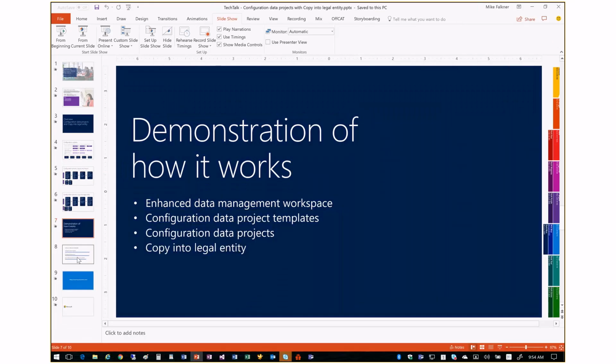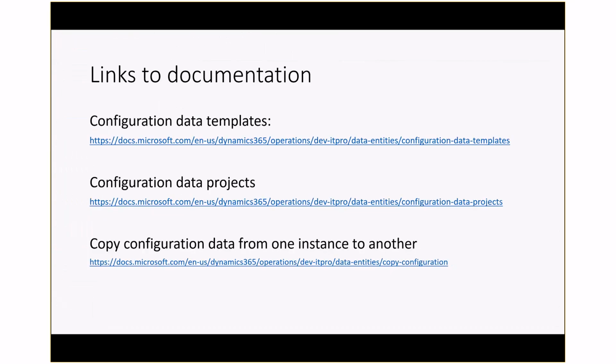When you get this presentation, here are the links. The bottom one, copy configuration data from one instance to another, talks about export, talks about import, talks about copy into legal entity. Read about that. We did a lot of work on explaining which entities have special circumstances, like making sure you filter on the legal entity, and making sure you know any of the extra stuff about an entity that you need to know when you're exporting and importing it.